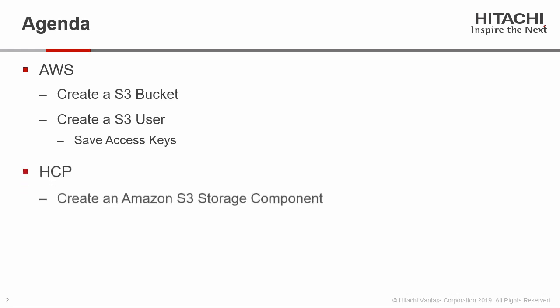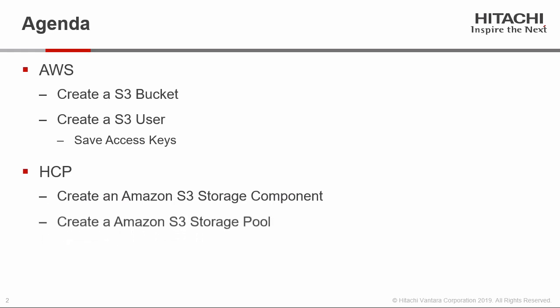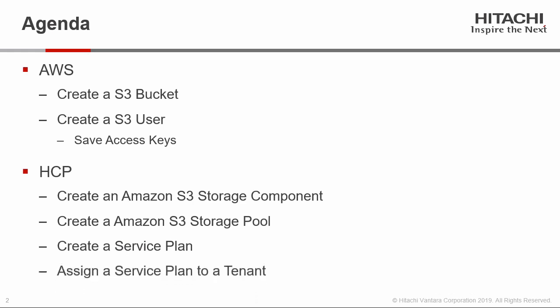Once we've created that, we're going to go into the HCP and create an Amazon S3 storage component, and then an Amazon S3 storage pool, create a service plan that would tier from possibly primary storage to the extended storage, and then assign that service plan to a tenant. Okay, let's get started.